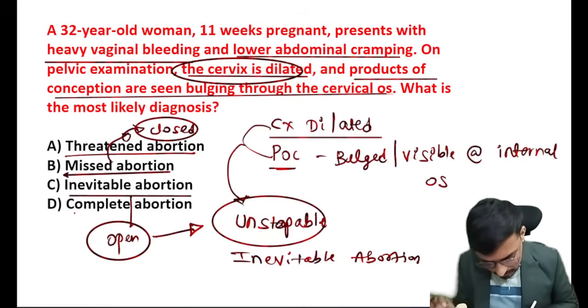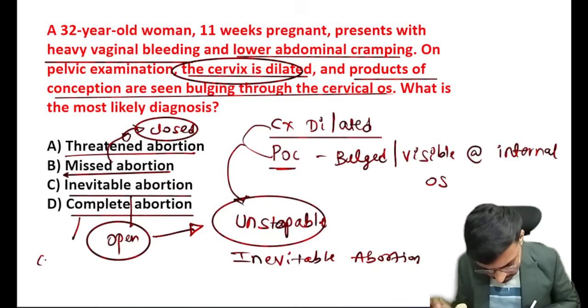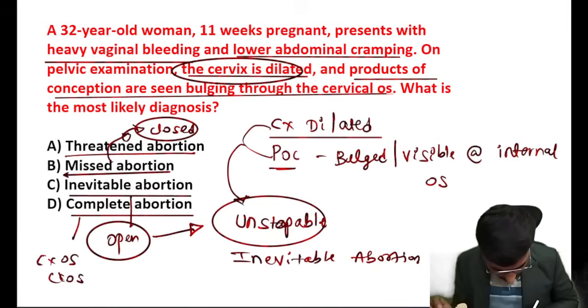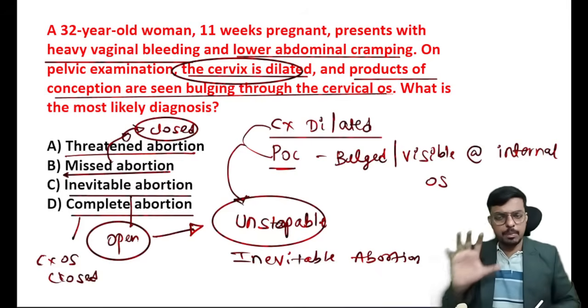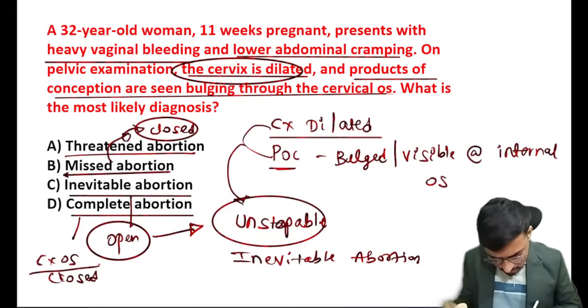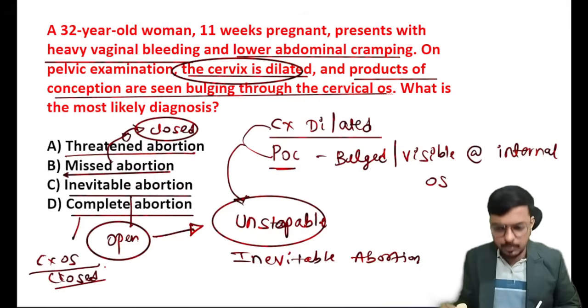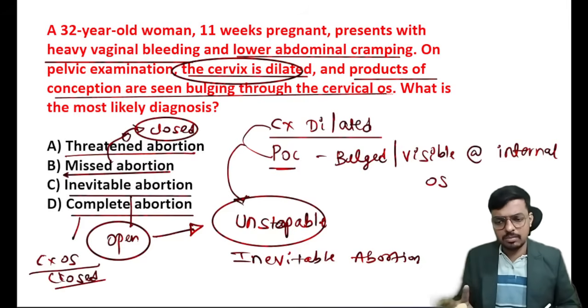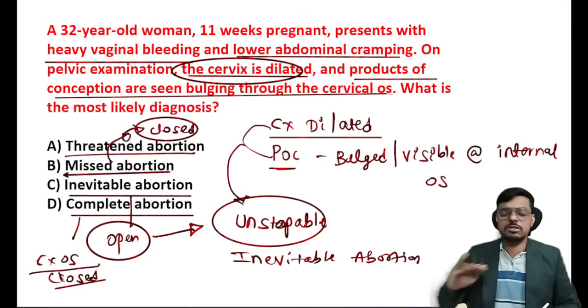Okay, so in the complete abortion, all the products of conception will come out, and after that the cervical internal os becomes closed. Initially open, all the products of conception come out, then the cervical os becomes closed. So this is the complete abortion. Only in the inevitable abortion and the incomplete abortion is the cervical os open. Other than that, in the complete abortion, missed abortion, and threatened abortion, the cervical os is closed.